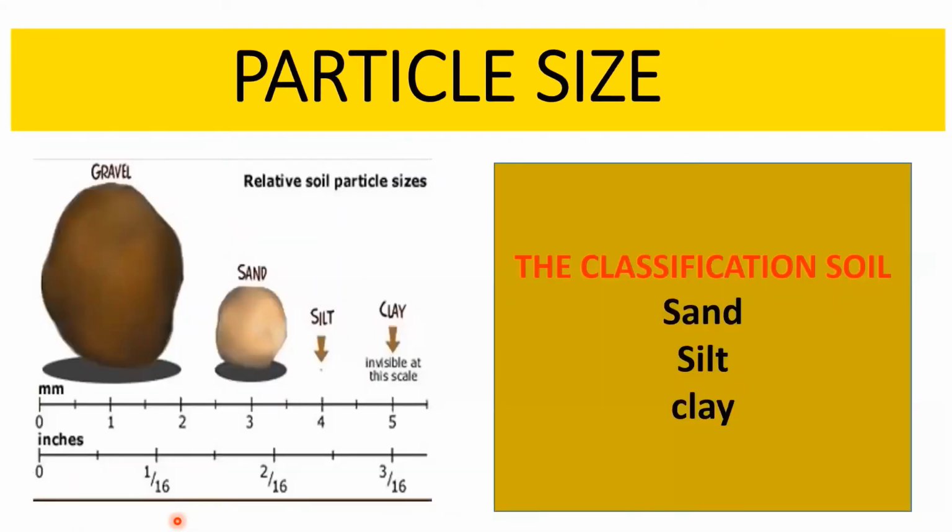Now we can see how the soil is classified based on particle size. The size of soil particles is important. It determines how quickly water passes through a soil, and how much water it can retain depends on the amount of free space between the particles.